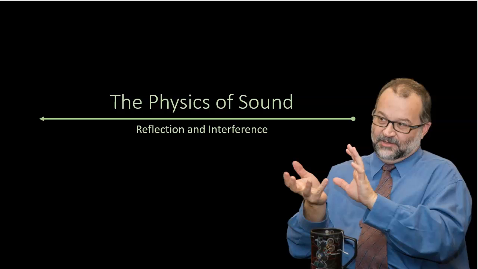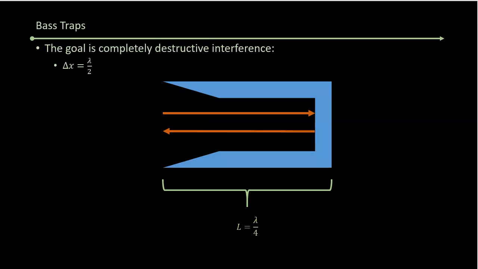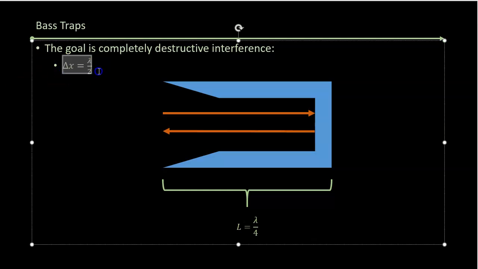All right, in this last segment, we're just going to cover bass traps and resonance in enclosed spaces. A bass trap is all about creating destructive interference. Destructive interference from before happens at odd half wavelengths. You can do this at lambda over 2. You could do it at 3 lambda over 2, but that makes your bass trap much bigger. I'm not sure why you'd want to do that. So you can do it at lambda over 2.